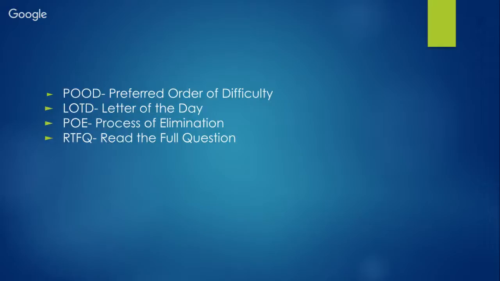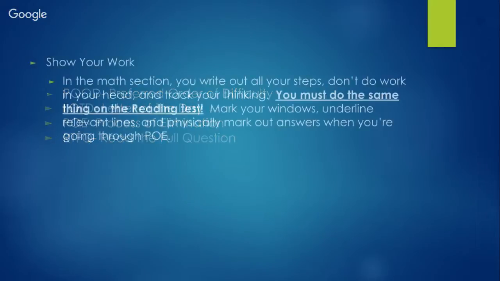PO is process of elimination. RTFQ means read the full question, which is fabulous advice for any test taker. In the math section, you will write out all your steps. You don't do the work in your head. You track your thinking, and you must do the same thing on the reading test. Mark your windows, underline relevant lines, and physically mark out answers when you're going through the process of elimination.